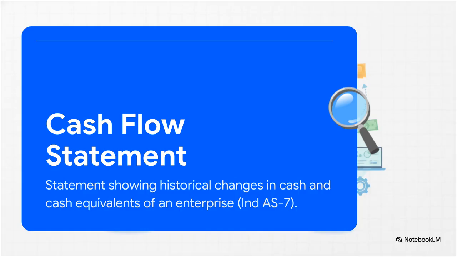So, according to accounting standard IND AS 7, a cash flow statement strictly tracks the physical movement of cash and cash equivalents over a specific period. Think of it as a financial truth serum for the business. It completely ignores all the non-cash paperwork. It only cares about where the actual cash came from, those are your inflows, and where the actual cash went, your outflows. It explains exactly why the bank balance changed from last year to this year.